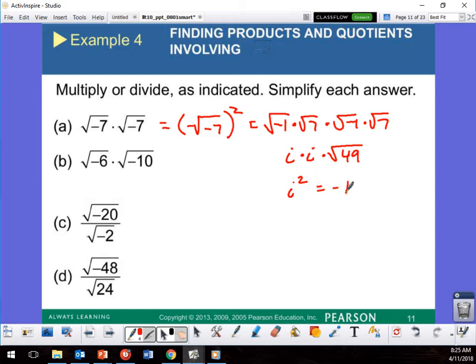Because for these two pieces right here, this is going to be the square root of negative 1 squared. What's going to happen to the radical when I square it? It cancels out. So the square will cancel the radical, and you're left with negative 1. So i squared is going to give me just negative 1. The i goes away.